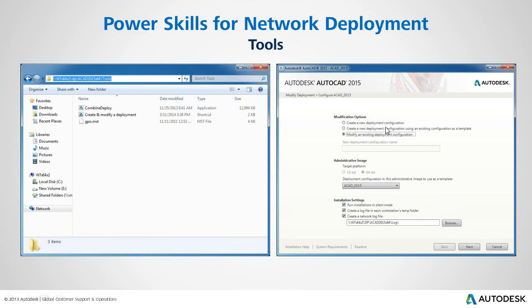Then you can modify the current deployment, which actually modifies your deployment, like, let's say, changing the license server name, or tweaking the deployment the way you want, or adding the service pack to it. Or you can use the current deployment as a template. So you can create a new deployment, which creates new shortcuts for the deployment, with different modified settings in it.